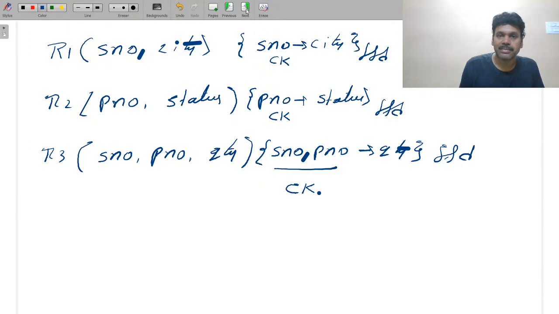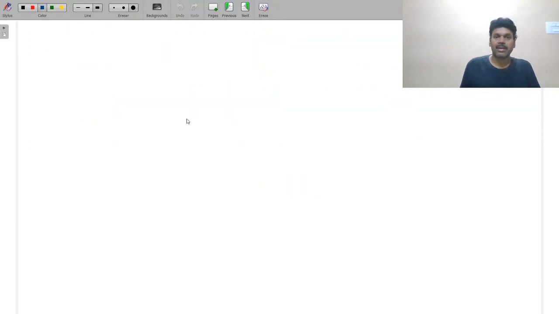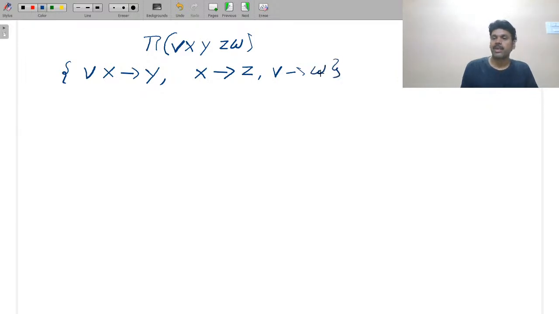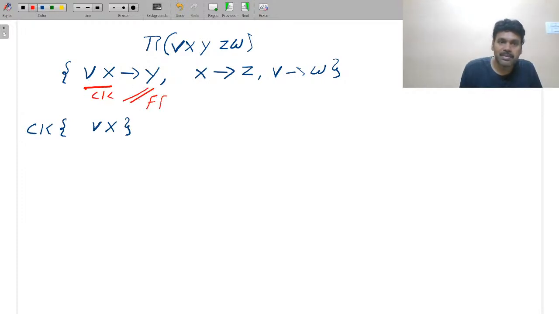Okay. Now let us look at the last example to convert your PFD into FFD. I am saying there is a relation R with X, Y, Z, W, and V also I will add. Your dependencies are VX to Y and X to Z and V to W. So naturally we will confirm a few important things. Your candidate key is VX. Therefore, this is a candidate key and this complete dependency is a fully functional dependency.